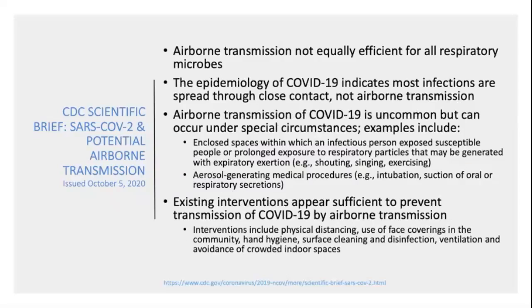So we've looked at the concentration of the droplets and the size of the droplets differ between respiratory droplet transmission and airborne transmission. The other thing that we have to think about is that airborne transmission is not equally efficient for all different microbes. Again, using the epidemiology of COVID-19, we know, because we've seen through transmission dynamics, that close contact is the major way that this virus is transmitted, and that airborne transmission is not the primary driver.